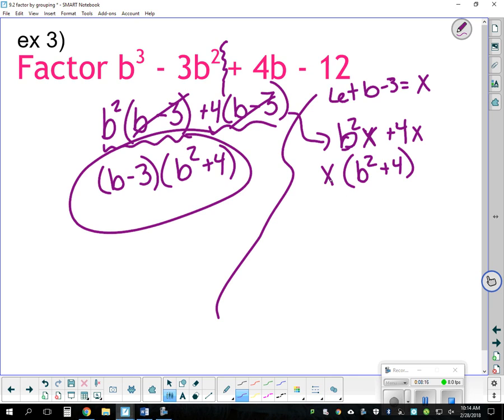Okay, but remember, x wasn't really x, it was b minus 3. So if I substitute that b minus 3 back in for the x, I can see that that is what I really got. So it only gets written once because it's the opposite of distributive property. And when you do distributive property, you don't have to write that thing out front more than once. We know it's going to everything.